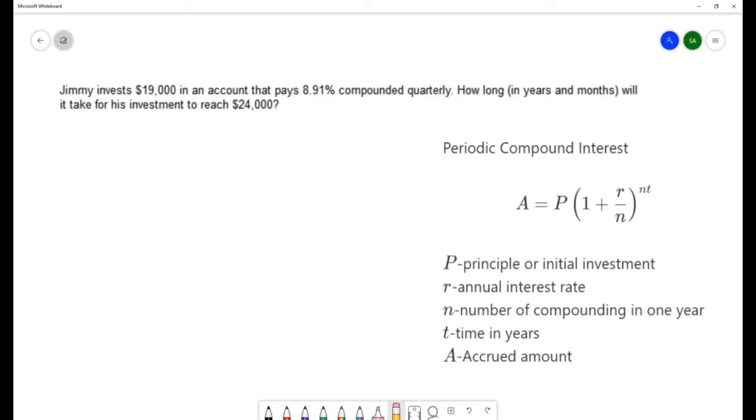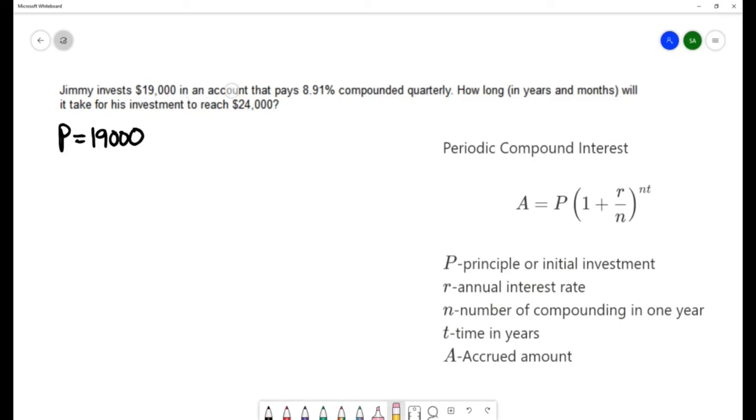So what I want to do is read through the problem again, and as I read through it, try to identify the values of the variables that we use in this formula. So as we start reading, it says that Jimmy invests $19,000 into the account. This is going to represent his initial investment. And so we're going to let $19,000 be P. So P is the principal, the initial investment.